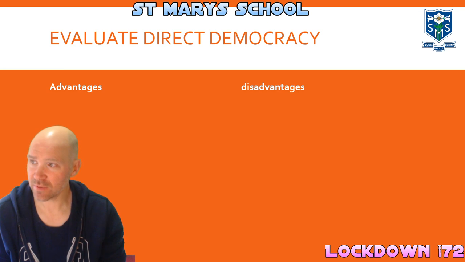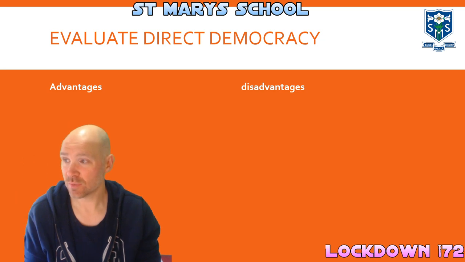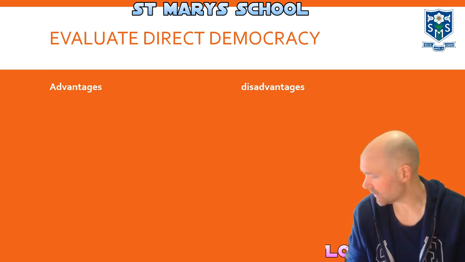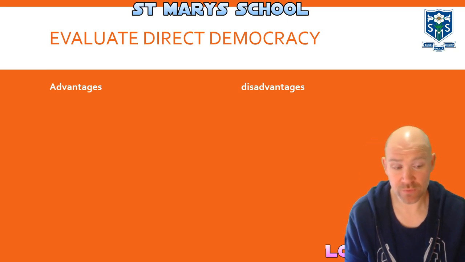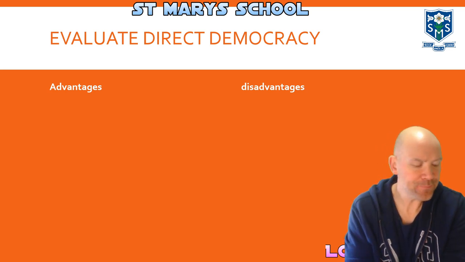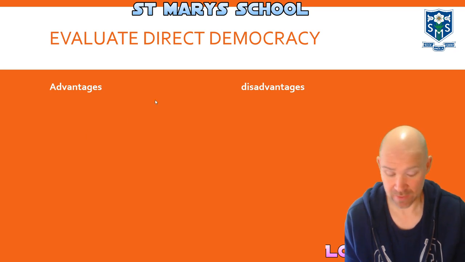Let's focus in particular, though, on this idea of direct democracy. So again, you might want to pause the video at this point and just make sure you understand direct democracy and representative democracy before we move on to this next section where we're going to start evaluating them. Maybe this might even be a good point for you to go to your textbooks and read those sections on direct democracy. So what is good about direct democracy and what is bad about direct democracy?